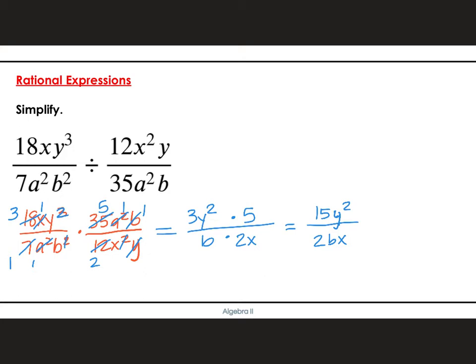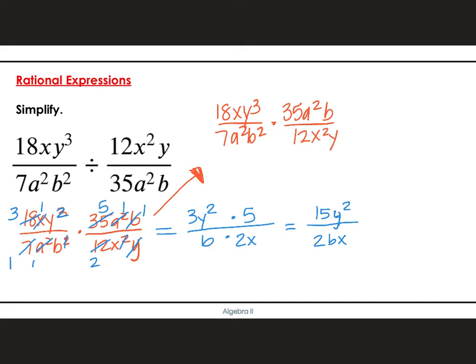And then for those people who have a hard time seeing the simplifying, I'm going to go ahead and do it the other way just on this example to help you out. So 18xy to the third over 7a squared b squared times 35a squared b over 12x squared y. Now, I'm going to have to get my calculator because these are some large numbers. So 18 times 35 is going to give me 630.